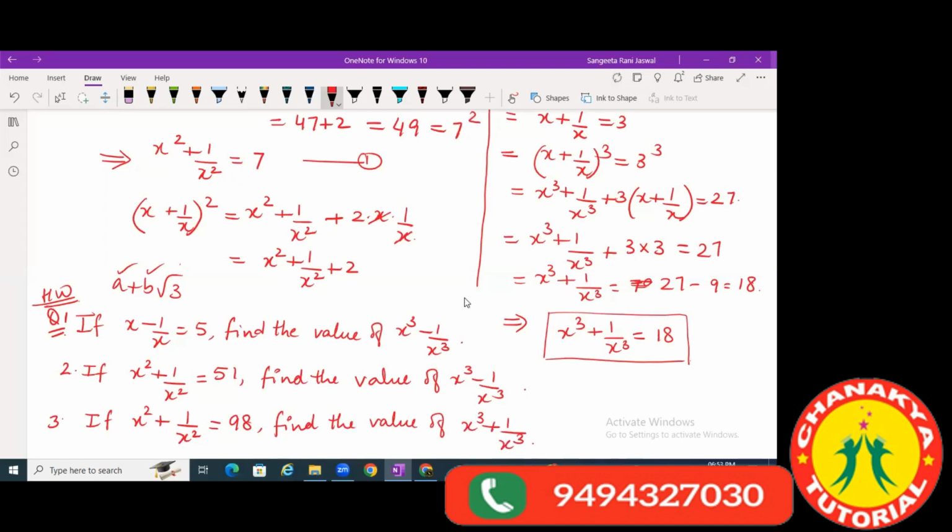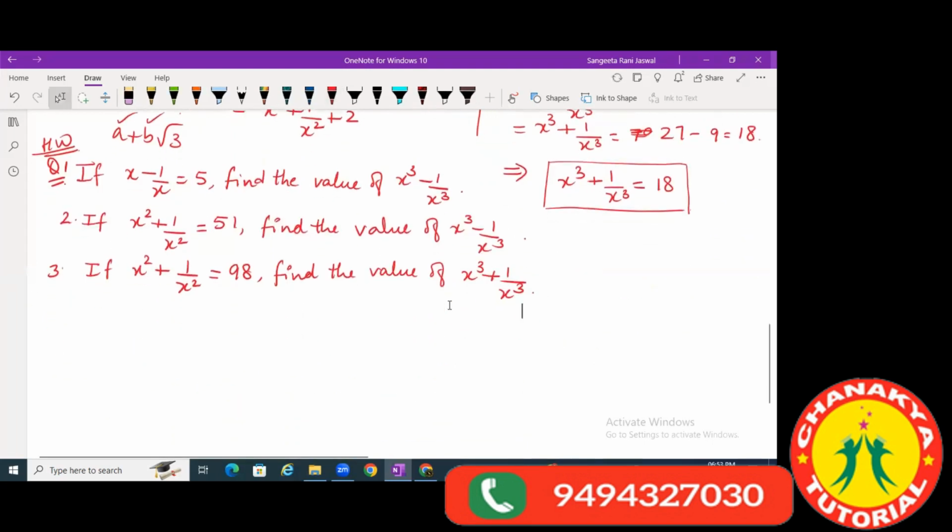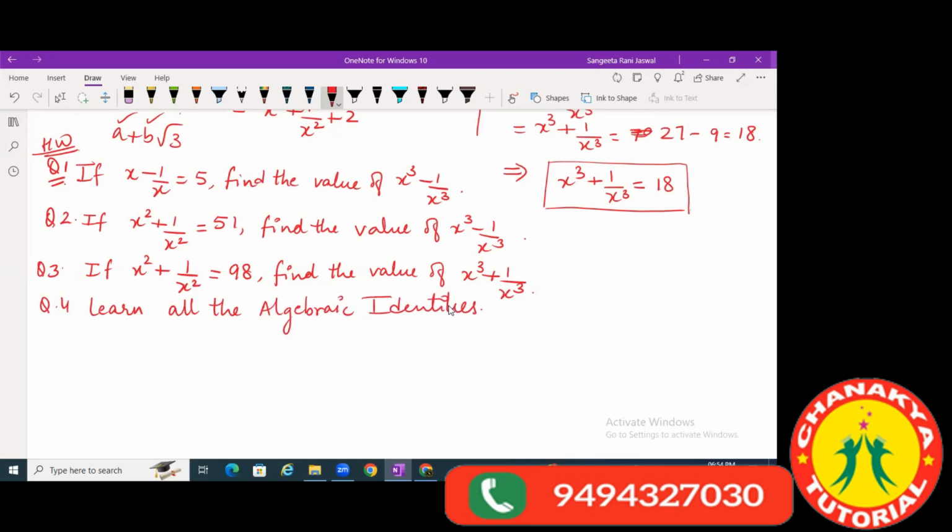Okay, can you do these sums? And one more thing for the homework is that you learn all the algebraic identities. Okay. Right, children? Learn all the algebraic identities.